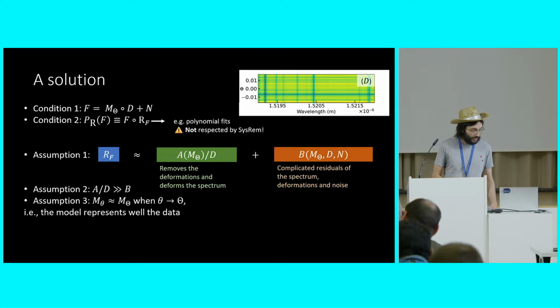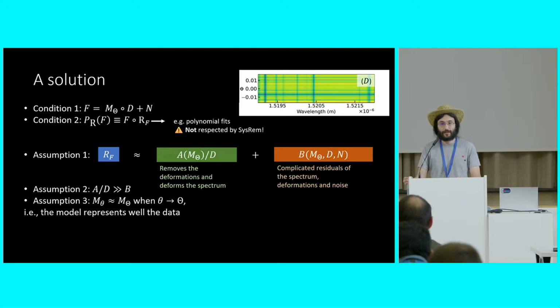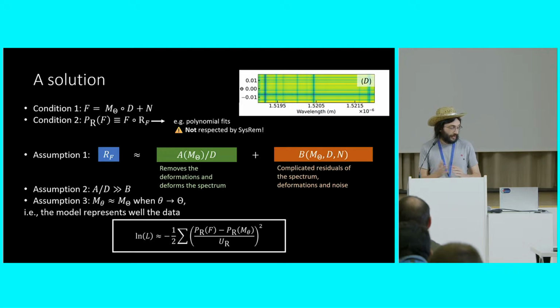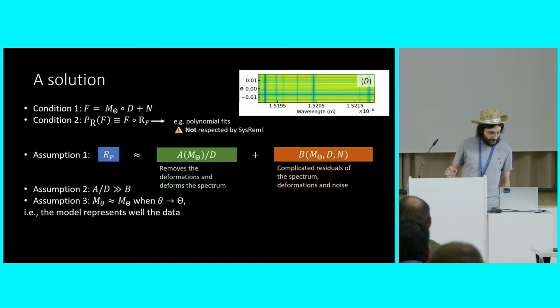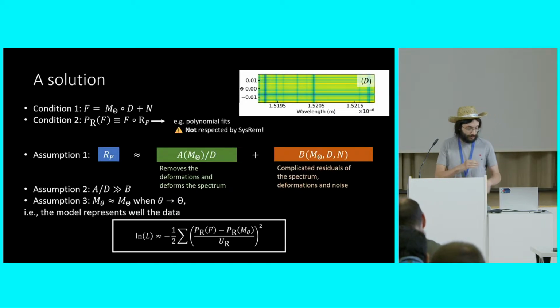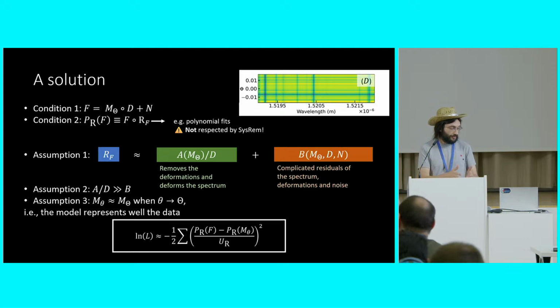And the last assumption is that, at the end of the retrieval, the parameters of your forward model are close to the true parameters. And if all of these points are respected, you end up with this local equation here. So you just have your prepared data and you prepare your forward model in the same way, and that's it.